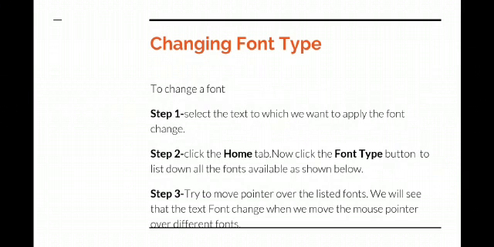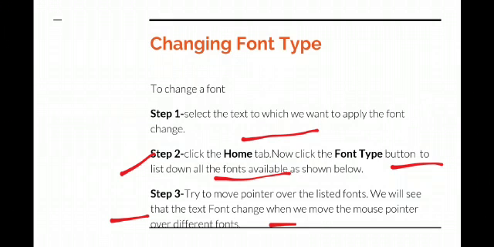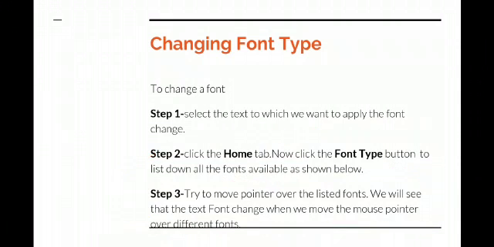Changing font types. How to change fonts? There are some steps. First step is to select the text to which we want to apply the font change. Step 2, click the Home tab. Now click the font type button to list down all the fonts available, shown below. Now step 3, try to move the pointer over the listed fonts. You will see that the text font changes when we move the mouse pointer over the different fonts.